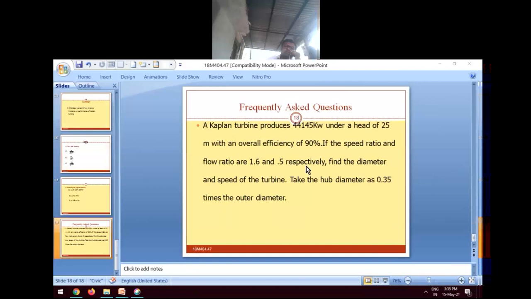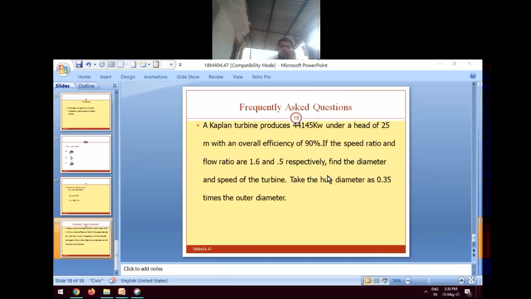Okay, next, this is a frequently asked question. One question is given, you have to solve this and show me on the WhatsApp chat. A Kaplan turbine produces 44,145 kilowatts, that means the output shaft power is given, and the head of water is 25 meters. Overall efficiency is 90%. Then find the diameter and speed of the turbine.